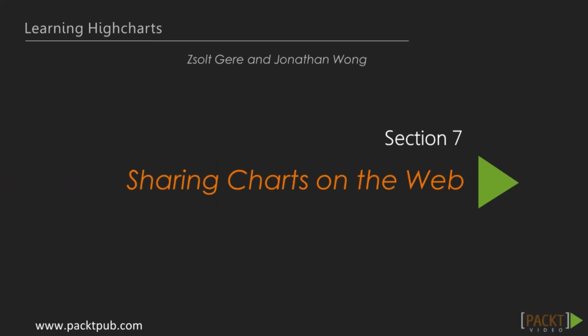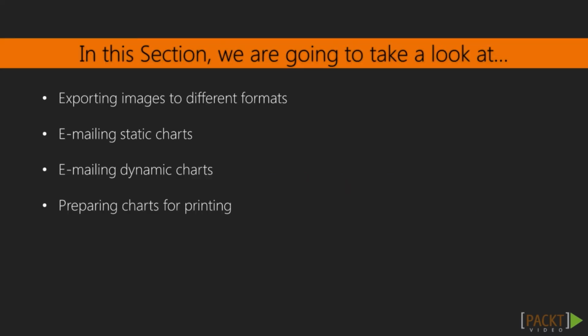Hello and welcome to section 7, called Sharing Charts on the Web. The previous section focused on how to handle input from the user within a Highchart. In this section, we'll learn how we can set up our own Highcharts exporting service to export charts in different formats. Next, we look at an example how this generated image can be sent through email. Later, we look at how we can share dynamic charts, and finally, we'll study Highcharts printing options.